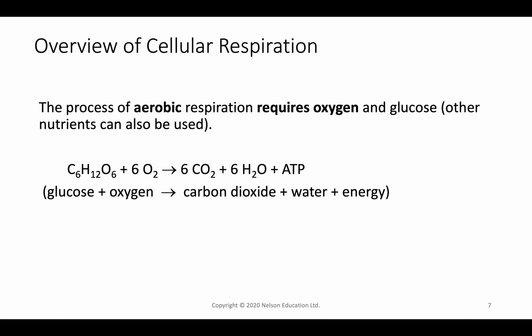And evolutionarily speaking, the usage of oxygen gave organisms a great leap and bound over the other organisms around them that were not utilizing oxygen. Why? Because the same glucose molecule under anaerobic respiration will produce about 4 ATP, but under aerobic respiration will produce over 30.